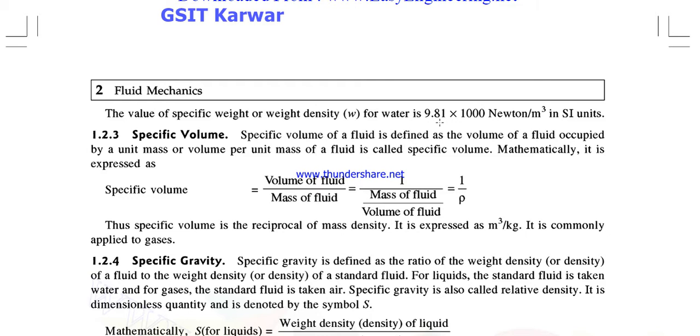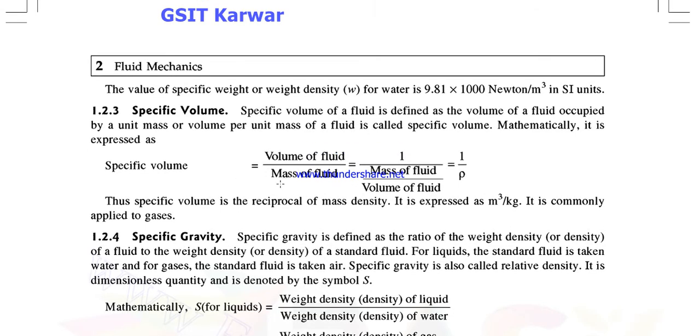Acceleration due to gravity. Okay. Next property is specific volume. Specific volume of a fluid is defined as the volume of a fluid occupied by a unit mass, or volume per unit mass of a fluid is called specific volume. Mathematically it is expressed as specific volume is equal to volume of fluid by mass of fluid.